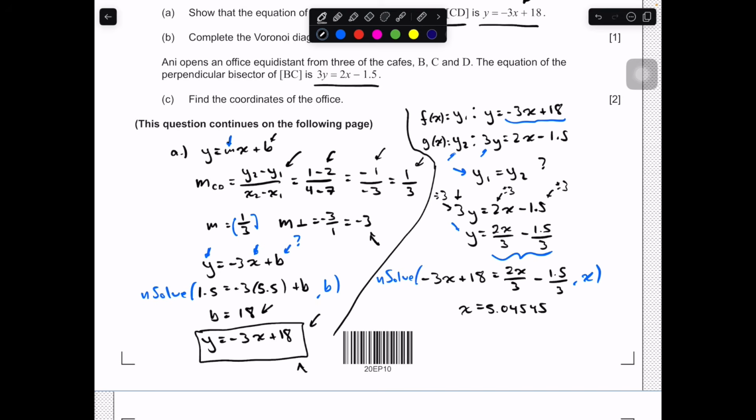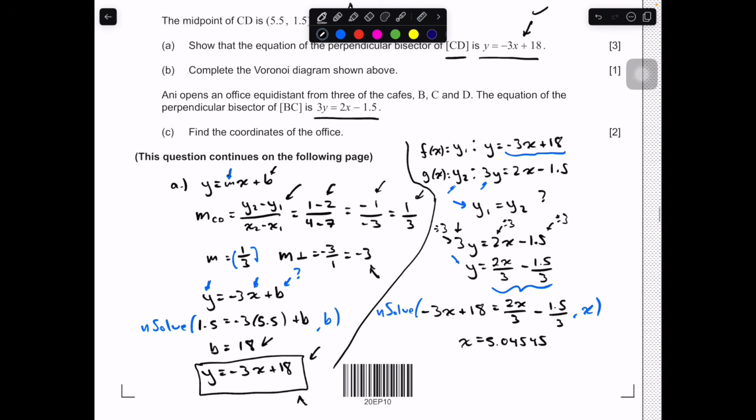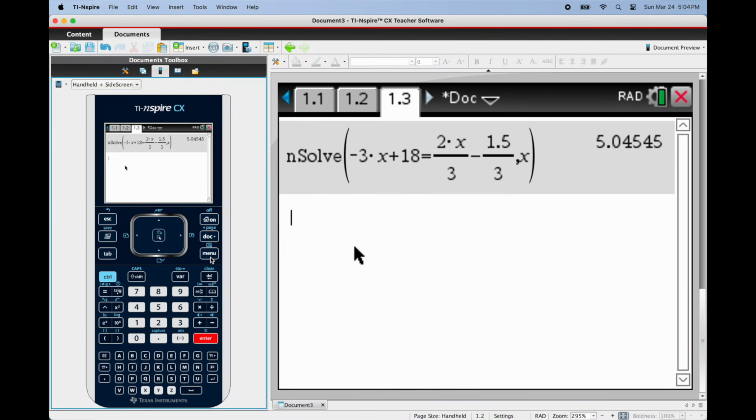5.04545. And to find the y value, we already have an equation in terms of x and y. So what we can do is substitute this x value of 5.04545 back into this equation and find the y value. So we'll go back to the calculator real quick and go ahead and do that. So negative 3, here we are.